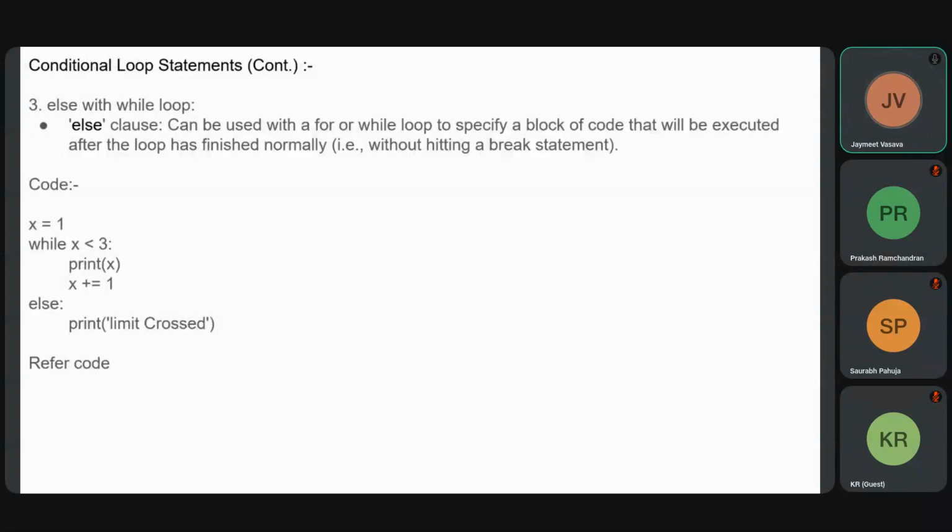Now you can also use an else clause with the while loop for conditional loop statements. The else clause can be used with a for loop or a while loop to specify a block of code that will be executed after the loop has finished normally.